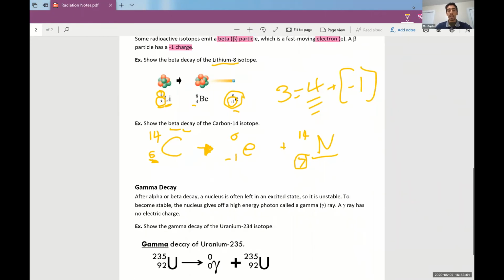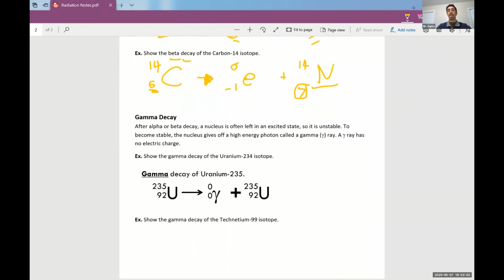And finally, last but not least, gamma decay. Gamma decay is probably the easiest, and I'll explain why. Let's read the definition. After alpha or beta decay occurs, a nucleus is often left in an excited state, so it is unstable. To become stable, the nucleus gives off a high energy photon called a gamma ray. A gamma ray has no electric charge. That is what gamma decay is.